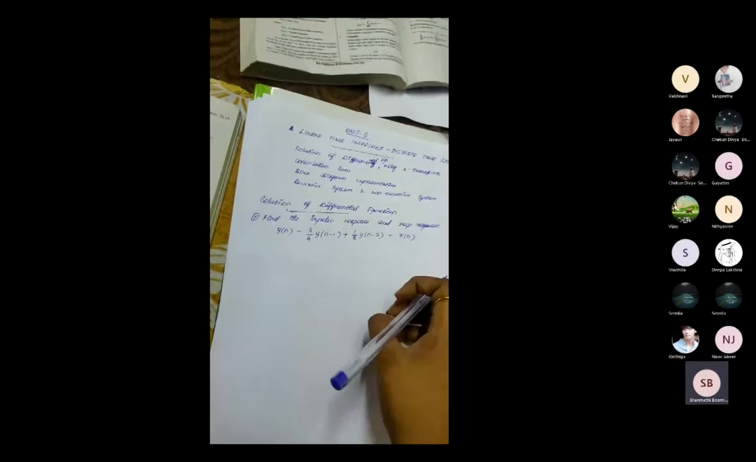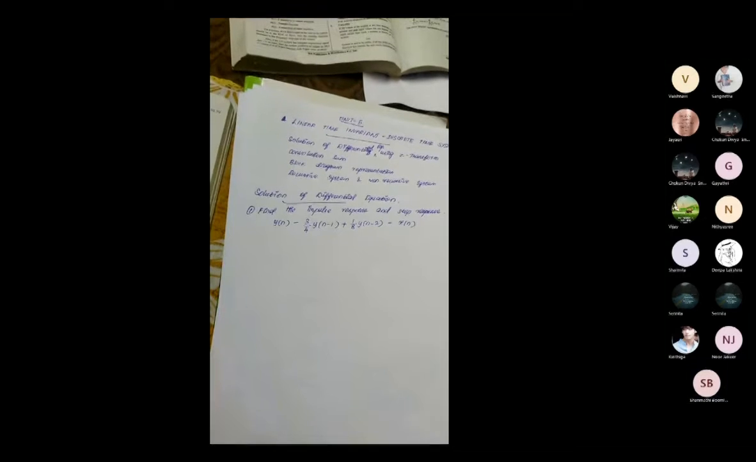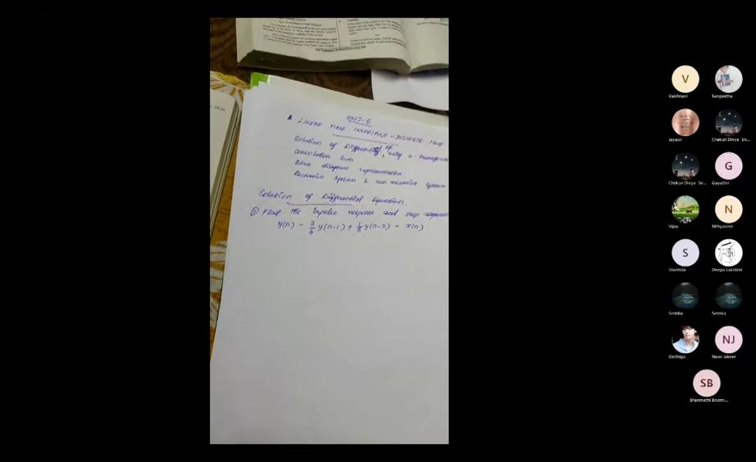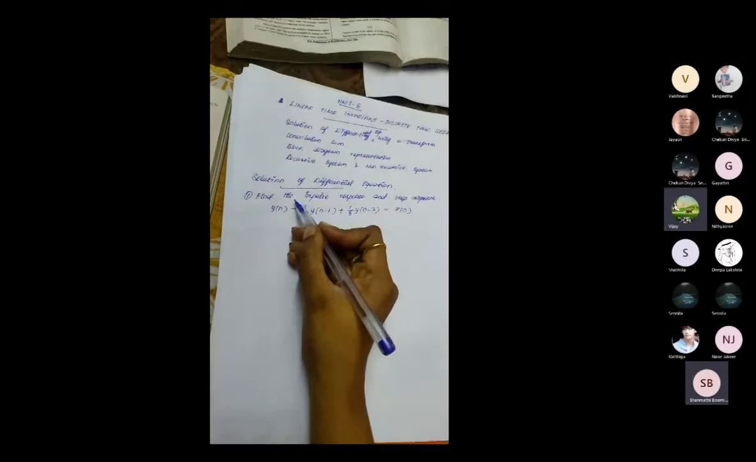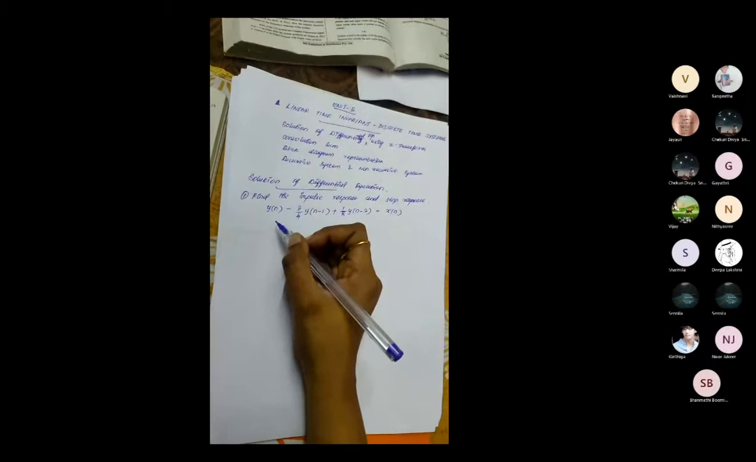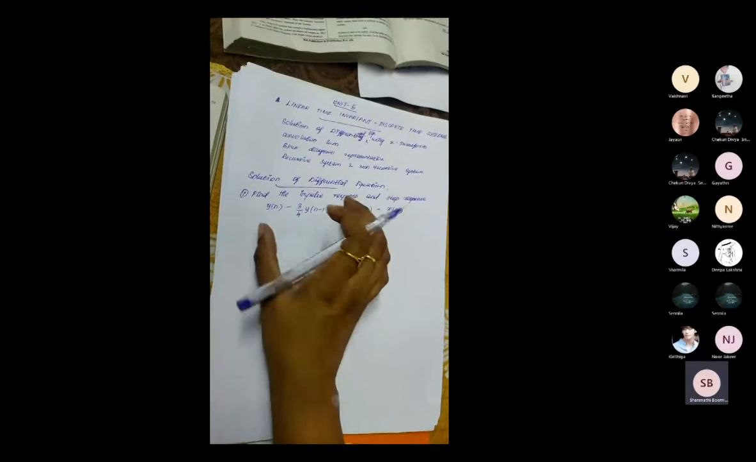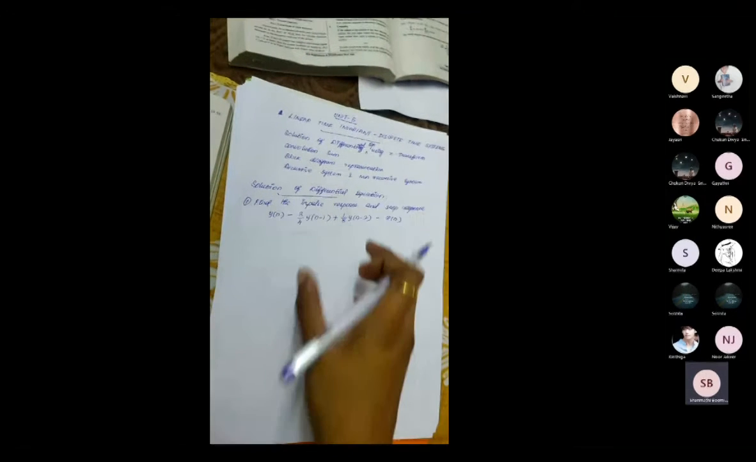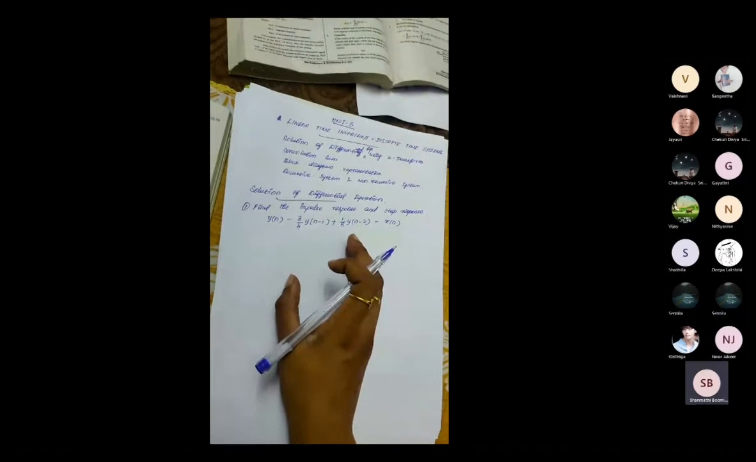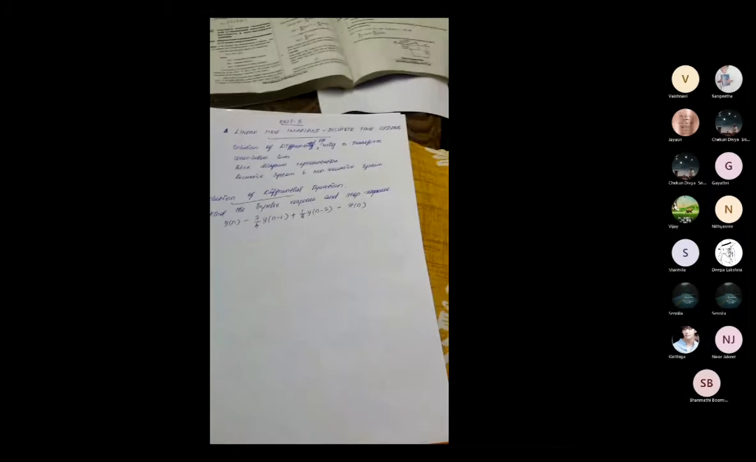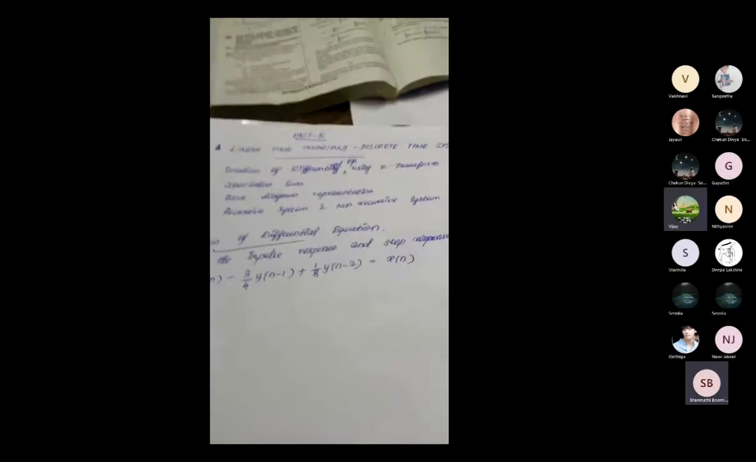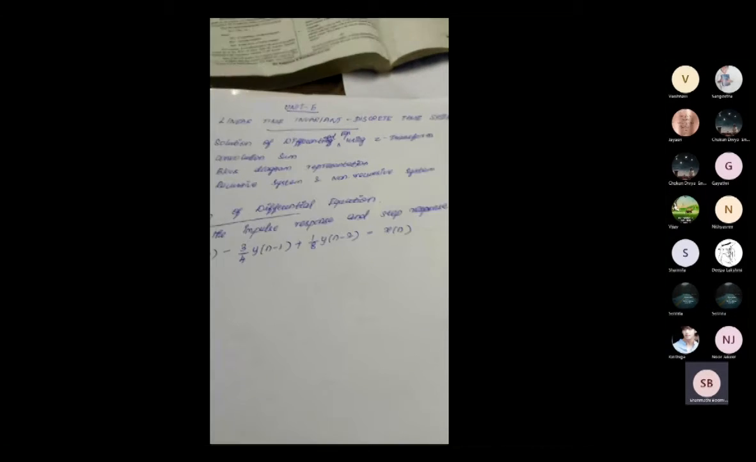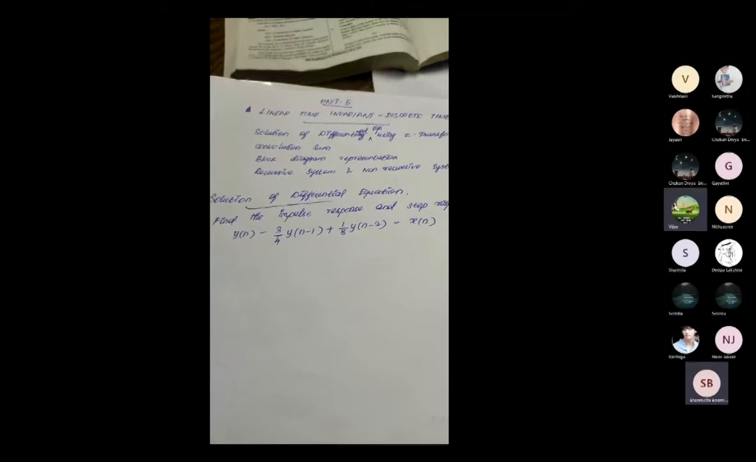What is meant by response? Output, ma'am. Yes, output. So you have to find y of n. If they mention impulse response particularly, what is your input? Delta of n. From now on, in the 4th and 5th units everything will be in terms of n; t will not come.